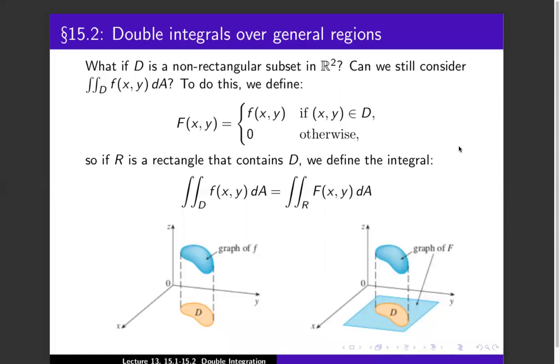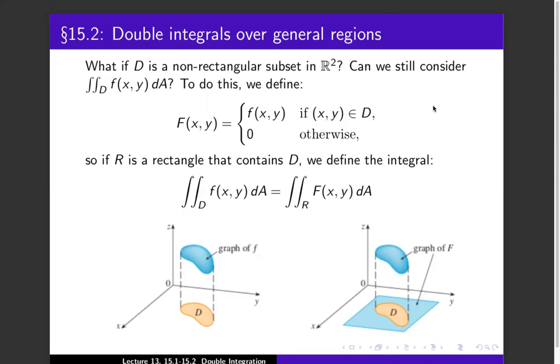Okay, so now suppose we have a non-rectangular subset. This is a little more interesting. We've covered how to take care of rectangles and what happens with surfaces over rectangles, but what if you're dealing with a non-rectangular region? This is a little more general, a little more interesting in a lot of ways. Can you still talk about the volume under that surface? Well, of course you can talk about the volume, but how do you actually calculate it?